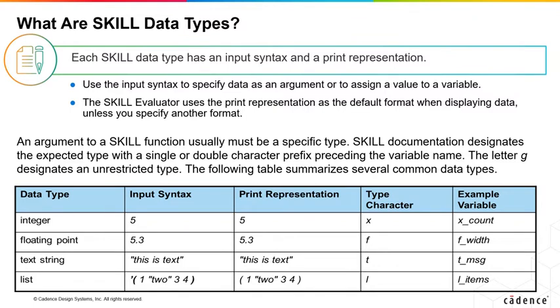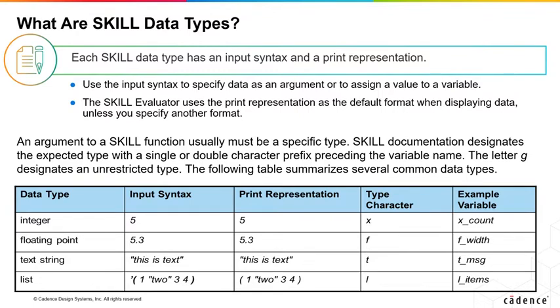Next, we have floating point. Here, for example, the input syntax is 5.3. The output syntax is also 5.3. The character type is F, and the example here is F underscore width. So if the input parameter to a function required a width, then you would need to specify it in floating point format.